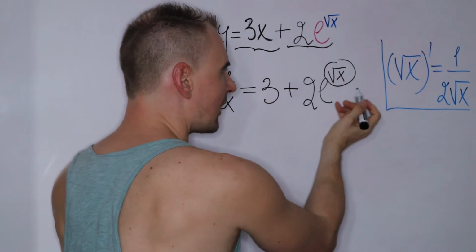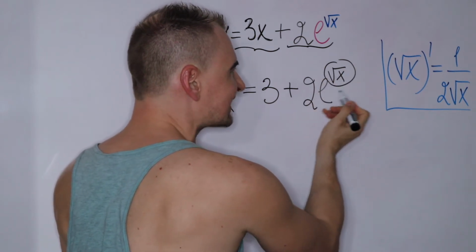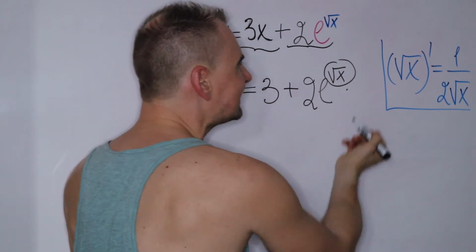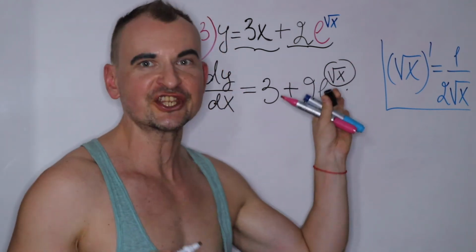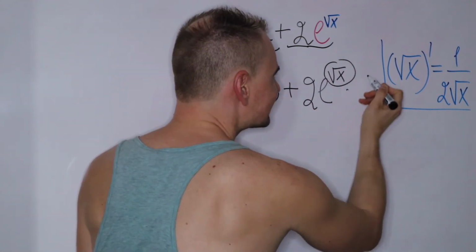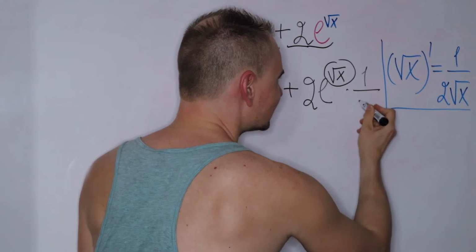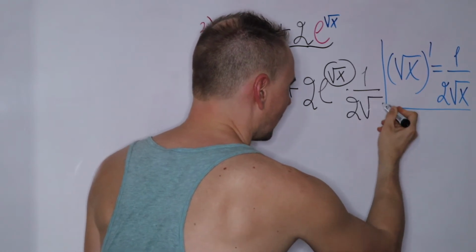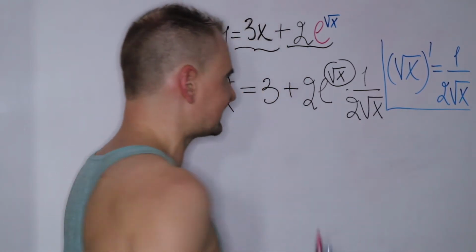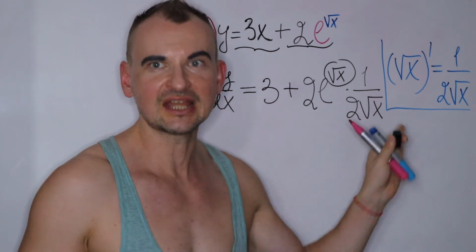Now, let's get back to our other functions. So this outside function gets multiplied by the derivative of this square root. So times 1 over 2 square root of x. So that's the derivative of the inside.